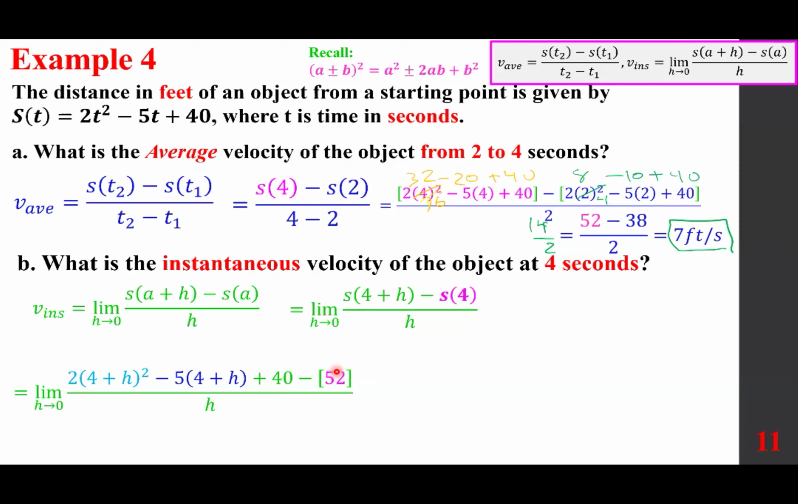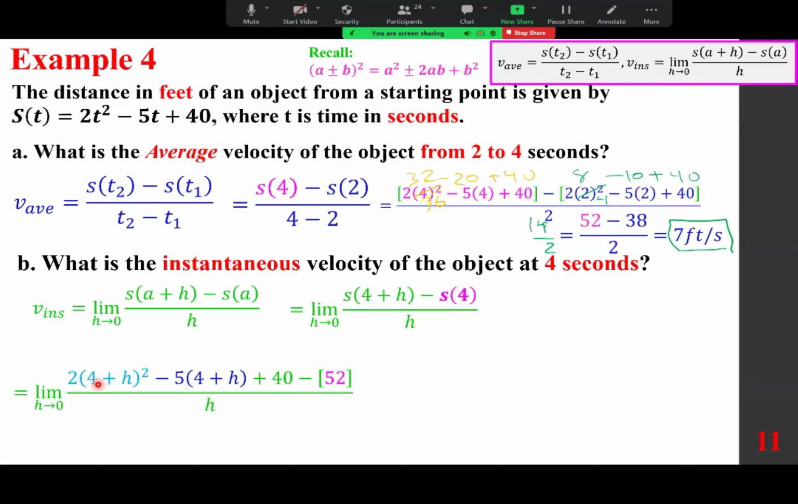Simple. Let's raise this to the power of 2. 4 squared is 16. 2 times 4 times h is 8h, and h squared. That's the first thing. Now let's multiply this expression by 2. We get 2 times 16, 32, plus 16h plus 2h squared, minus 20, minus 5h plus 40 minus 52.